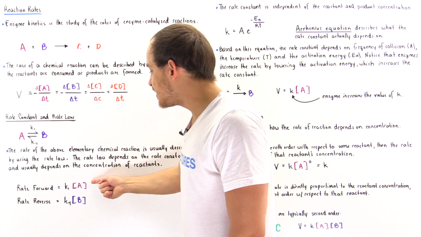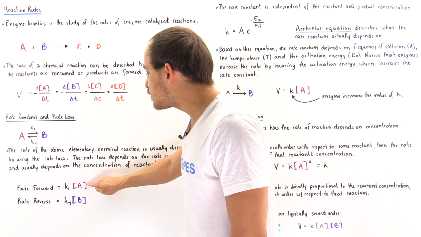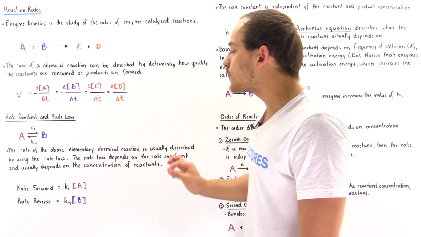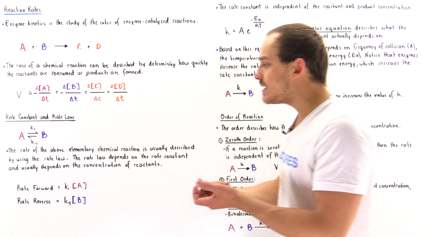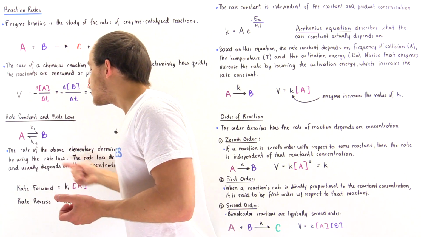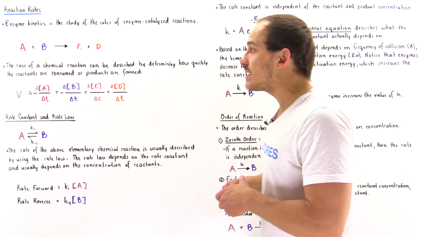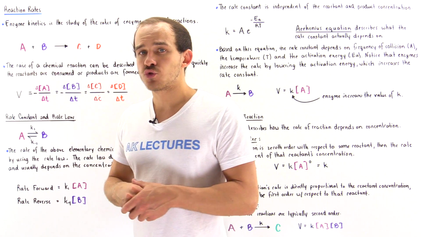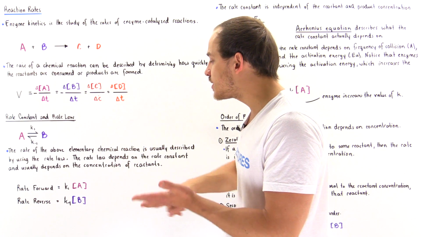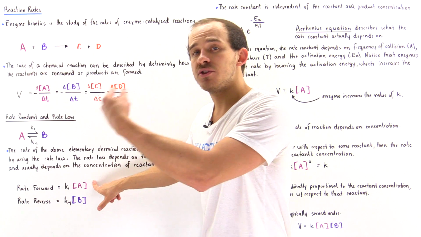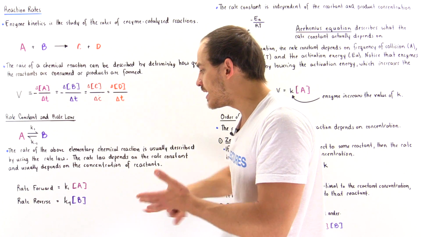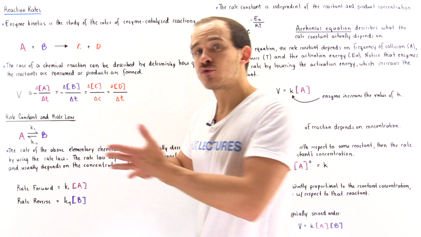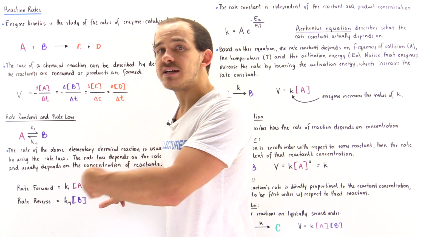So in this particular case, because the exponent is 1, this is a first order reaction, and that means the rate law, or the rate of that particular reaction, is directly proportional to the concentration. So by doubling the concentration of A, we double the rate. By quadrupling it, we quadruple the rate. By tripling it, we triple the rate, and so forth.